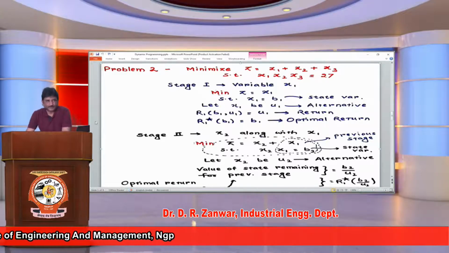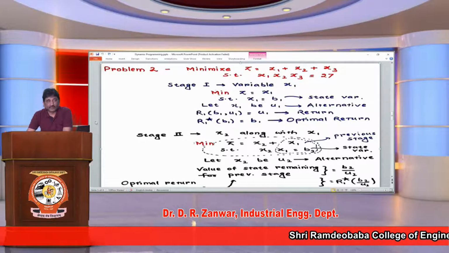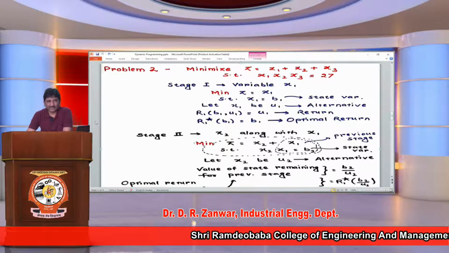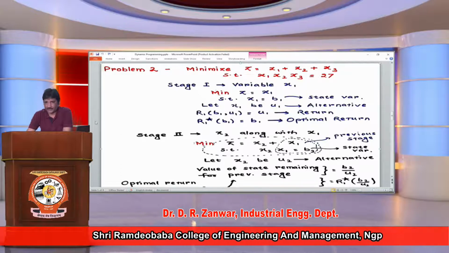Hello friends, now we'll be seeing the second problem. This is much similar to the previous problem which we have seen, sort of a dual to that problem. Our first problem was maximize z equal to x1 into x2 into x3 subject to x1 plus x2 plus x3 is equal to 27.